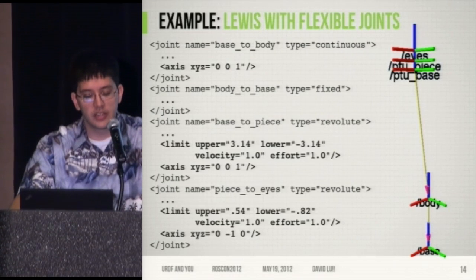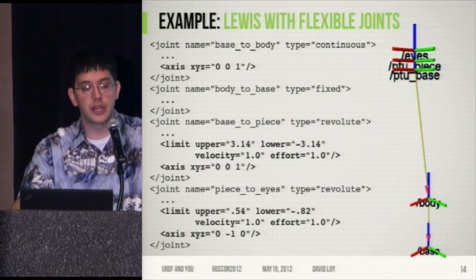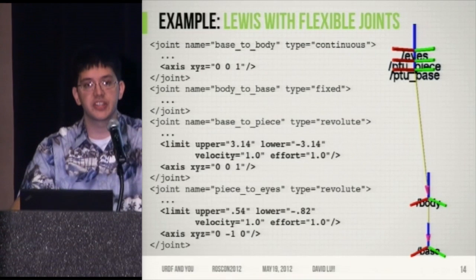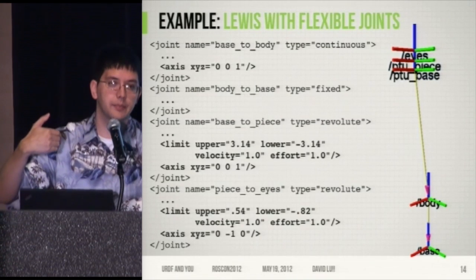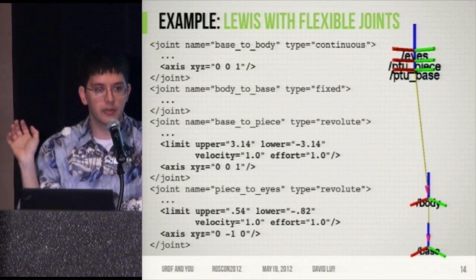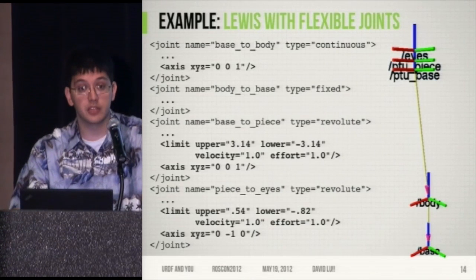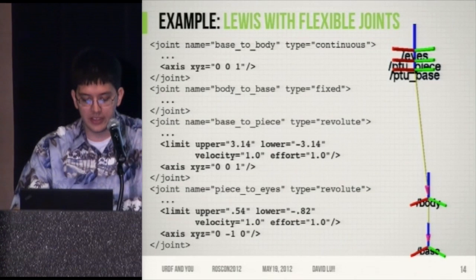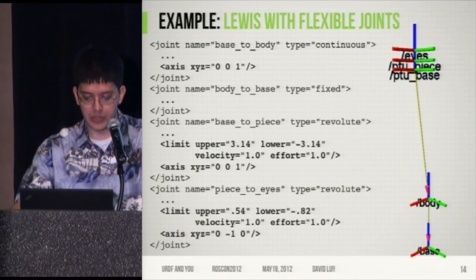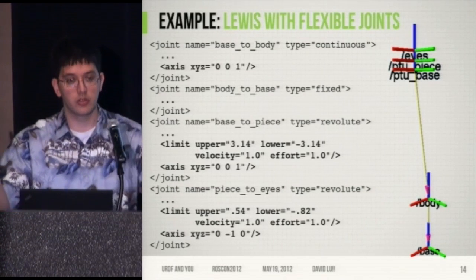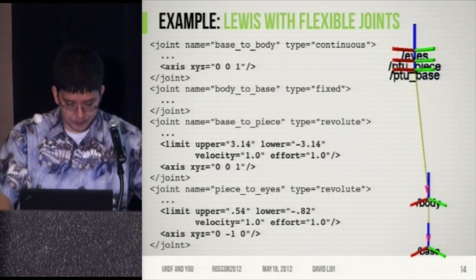Then we have the pan part of the pan tilt unit. It can go pi radians backwards and pi radians the other way. It cannot go all the way around, so we specify that to be a revolute joint, with its bounds there. And it also goes around the z-axis.